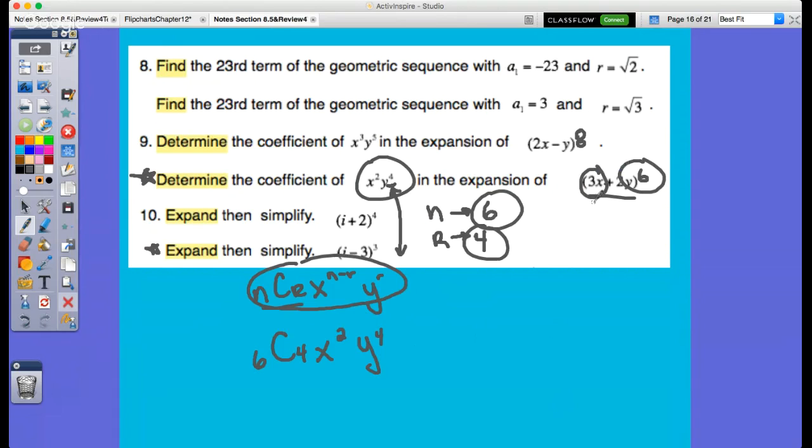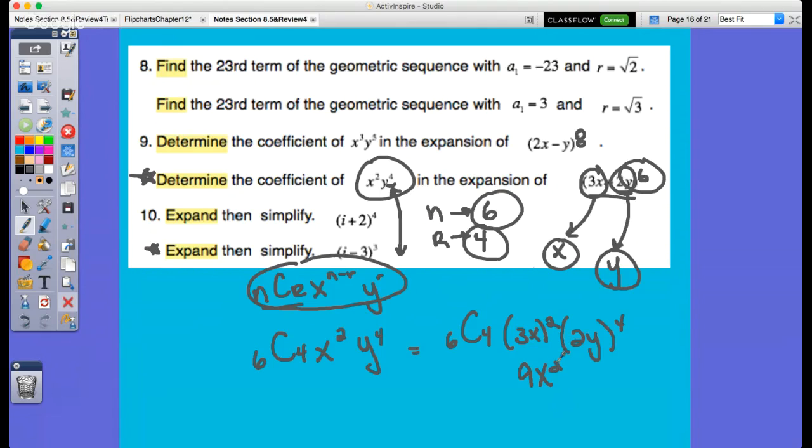Well, we remember that 3x goes in for the x because it's first, and 2y goes into y because it's second. So we would then get 6c4 and 3x to the second power and 2y to the fourth. So 3 squared, we'd get 9 here. 2 to the fourth would be, oh, and by the way, the squared would go to the x too. So that's x squared here. Okay. 2 to the fourth is 4 times 4, 16. y to the fourth. Okay.